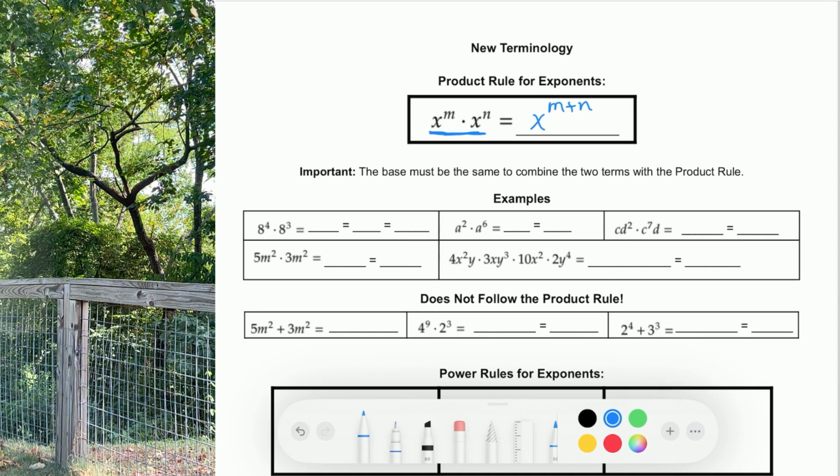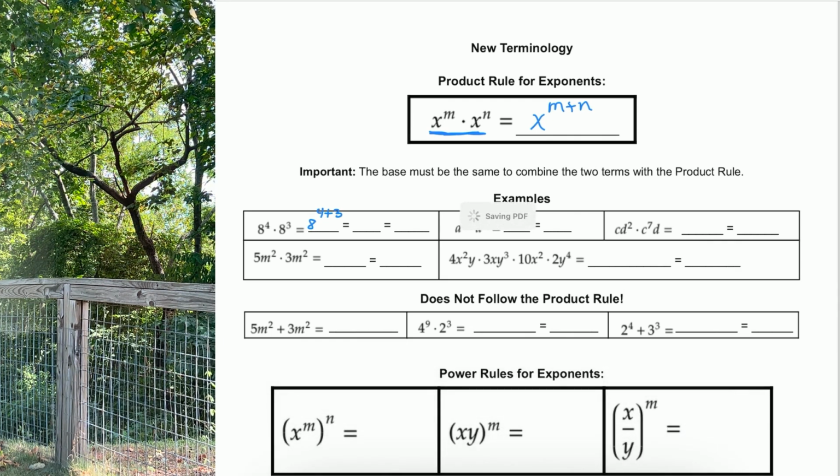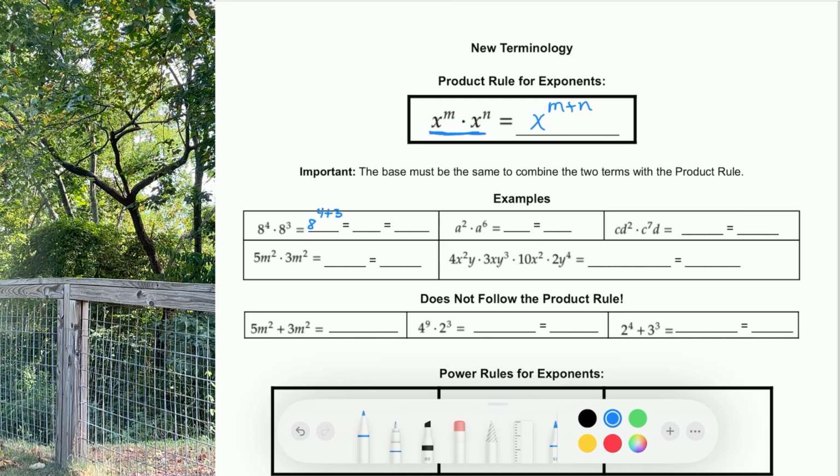8 to the power of 4 times 8 to the power of 3. So the way I would write this is 8 to the power of 4 plus 3. We're adding our exponents. Now, I do have to make sure that my base, whether it's a number or a variable or a symbol, that they are the same. I can only combine exponents with like terms, so that's important. These both have an 8 for our base, so I can combine these. So that would simplify to 8 to the 7th power there.